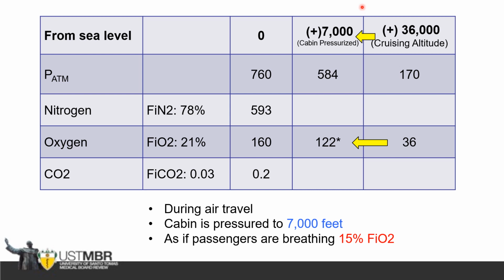Thus, if we apply that principle of air travel in this table, we can see that the cruising altitude is 36,000 feet and the inspired oxygen tension is only 36, and that is not compatible with life. So what the airplane manufacturer does is pressurize the cabin to 7,000 feet and the inspired oxygen tension will be 122, and that is compatible with life. Thus, during air travel, the cabin is pressurized to 7,000 feet as if the passengers are breathing 15% FiO2.